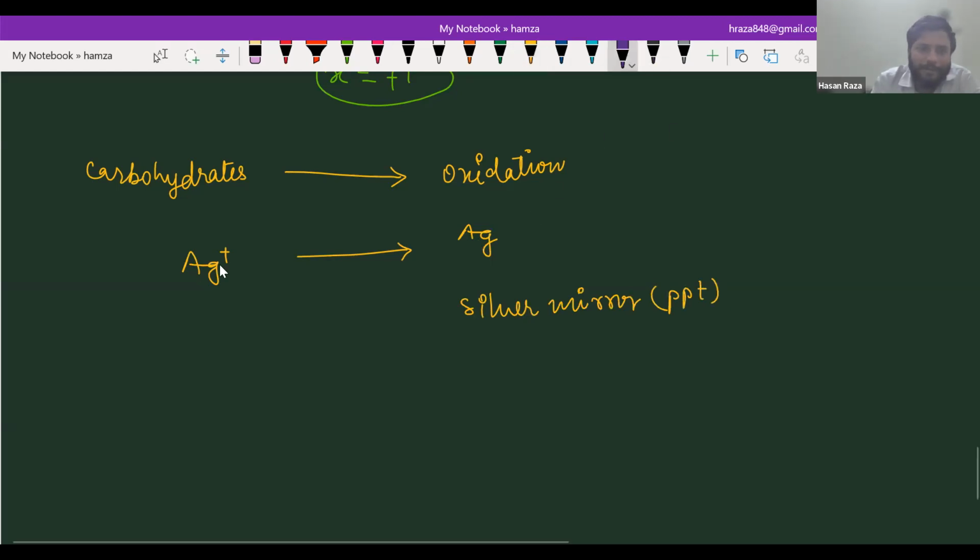Now Ag+ has oxidation state +1, and when it is in elemental form it has oxidation state 0. So from +1 to 0, it gains 1 electron, which means reduction takes place. Carbohydrates contain either an aldehyde or a ketonic group, the keto group. It will be oxidized into COO minus, or you can say carboxylic acid.